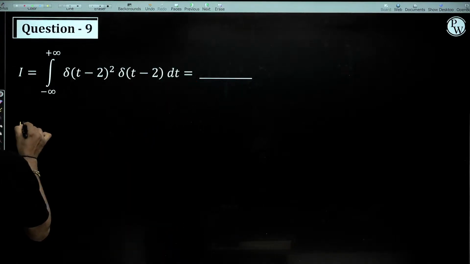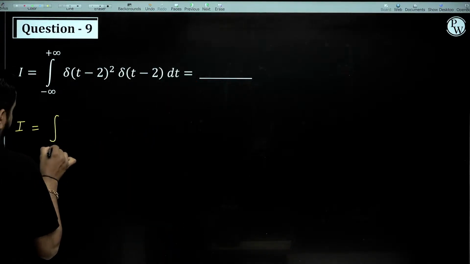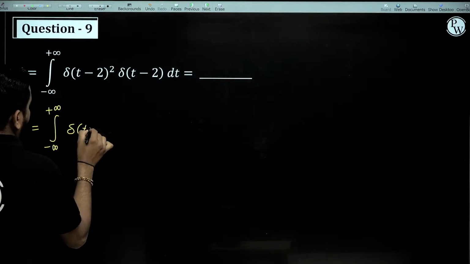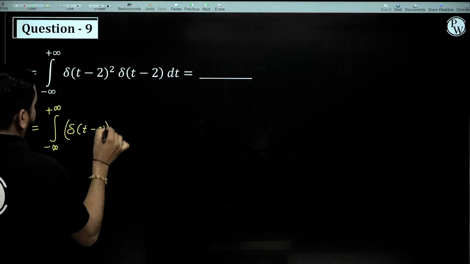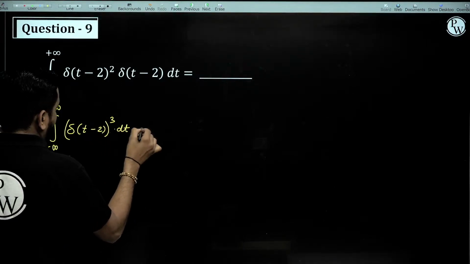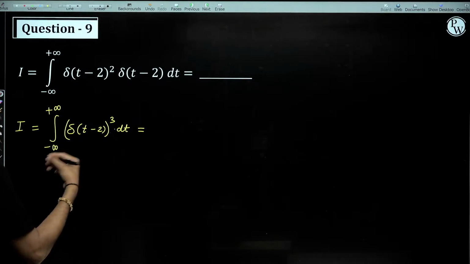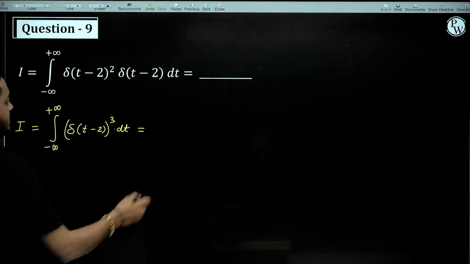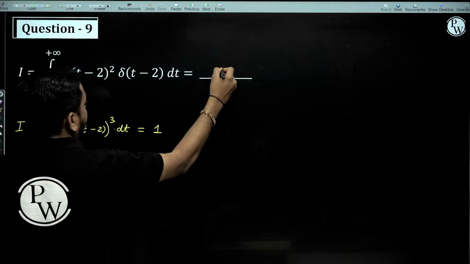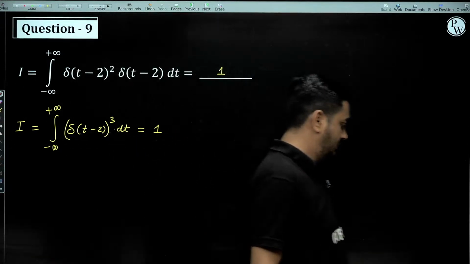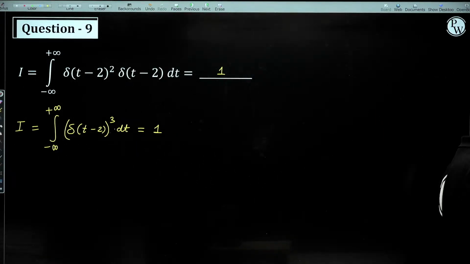So here I is equal to integration from minus infinity, del t minus 2 whole cube dt. The area under an impulse is always 1, and the square of an impulse is also an impulse, guys. So that's why the answer is 1. If you are considering this data, then the answer should be 1. So 1 is the right answer for this question. Clear?